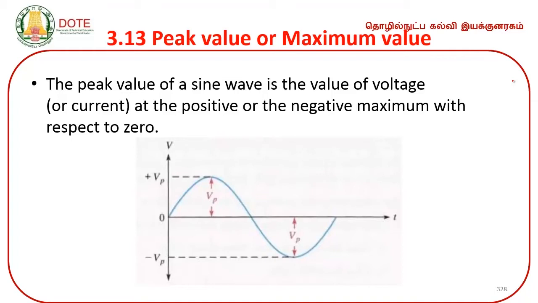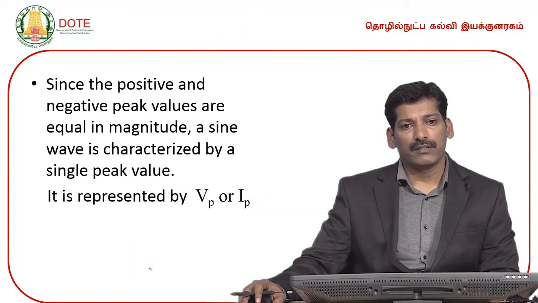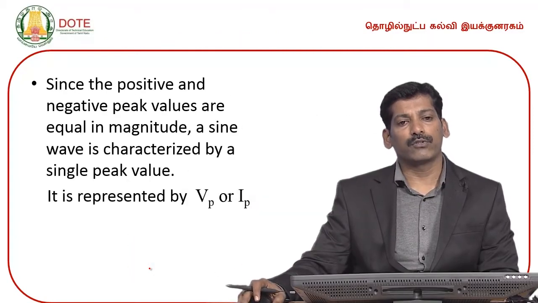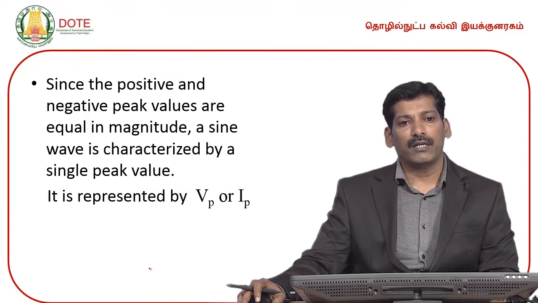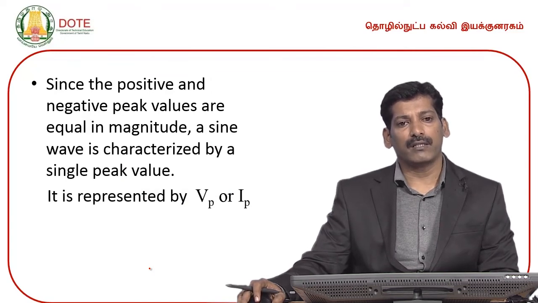The peak value of a sine wave is the value of voltage or current at the positive or the negative maximum with respect to 0. So, this is the peak. This is the positive peak and this is the negative peak. The positive peak is plus Vp, the negative is minus Vp. Since the positive and negative peak values are equal in magnitude, a sine wave is characterized by a single peak value. It is represented by Vp or Ip.